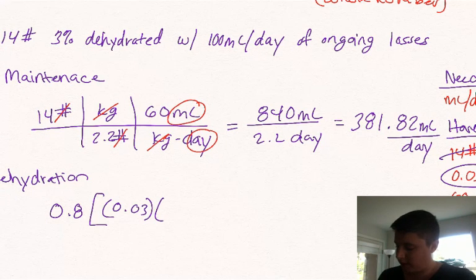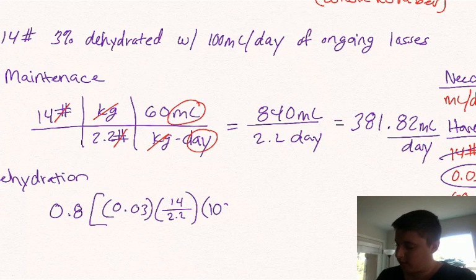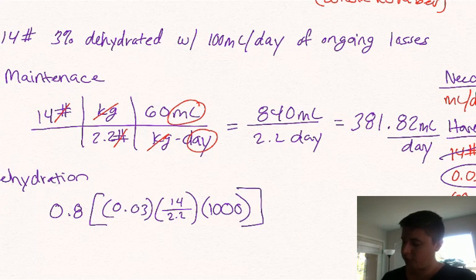Like that, right? So I do 14 divided by 2.2. But it's completely up to you. If you want to just put the kilograms in here, you can. I feel like you get a more accurate number this way. And then I want it to be in milliliters, not liters, which is what I'll end up getting if I don't multiply it by 1,000. That's it. Remember your order of operations, okay?